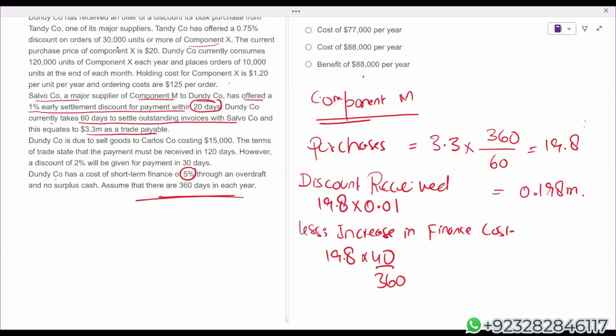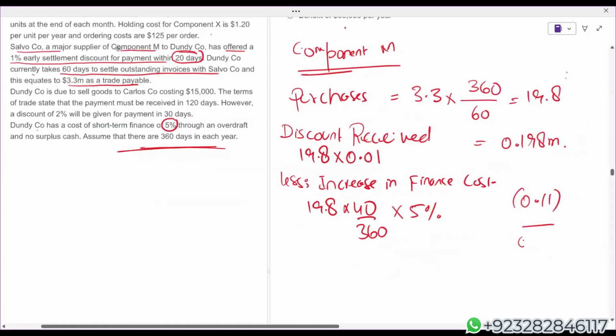When there's a reduction in trade payable, your finance cost will increase. The short-term financing rate is 5%. 19.8 million multiplied by 40 upon 360, then by 5%. Students, I am getting 0.11 million. So there's a benefit. 0.198 minus 0.11, I'm getting a benefit of 0.088 million. That's your annual benefit.